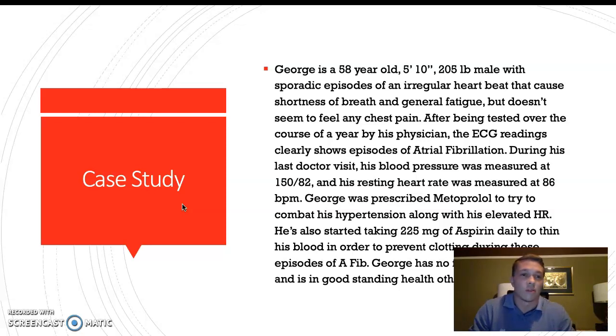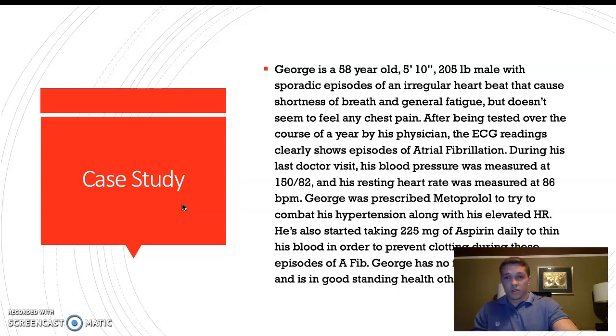George was prescribed metoprolol to try to combat his hypertension along with his elevated heart rate. He's also started taking 225 milligrams of aspirin daily to thin his blood in order to prevent clotting during these episodes of AFib. George has no family history of coronary artery disease and is in good standing health otherwise.